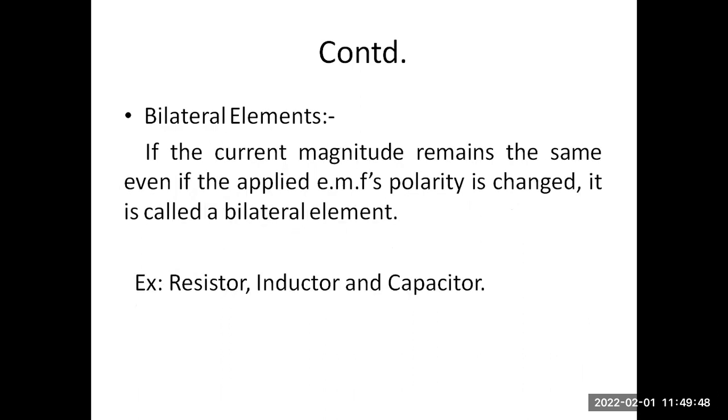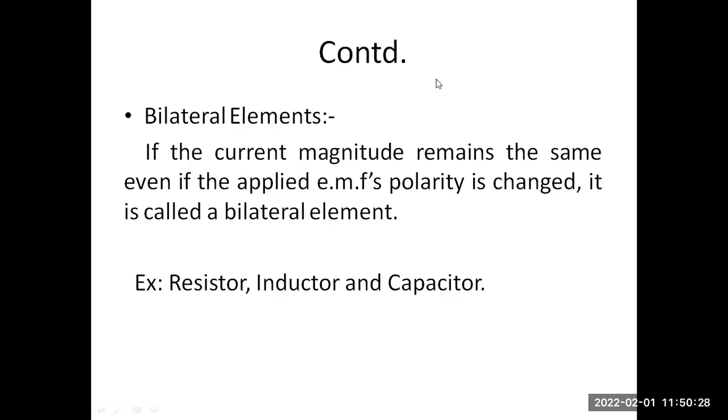Similarly, the bilateral elements: if the current magnitude remains the same when the applied EMF's polarity is changed, it is called the bilateral element. So what will happen? Suppose you are changing the polarity of the applied EMF, meaning the source polarity. Initially it is plus minus, then it is minus plus. Okay, so you are changing the polarity. Even so, if you observe that the direction and the magnitude of the current remain the same, then we'll say those elements are bilateral elements. Examples are resistors, inductors, and capacitors.